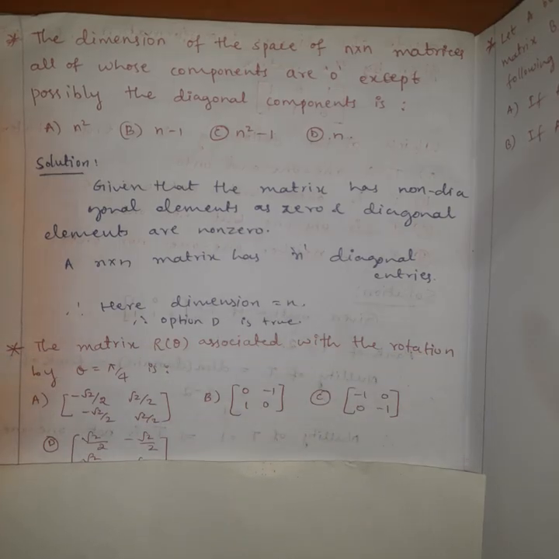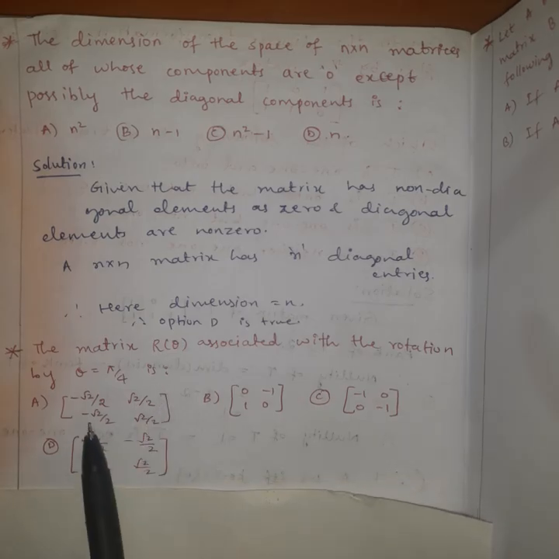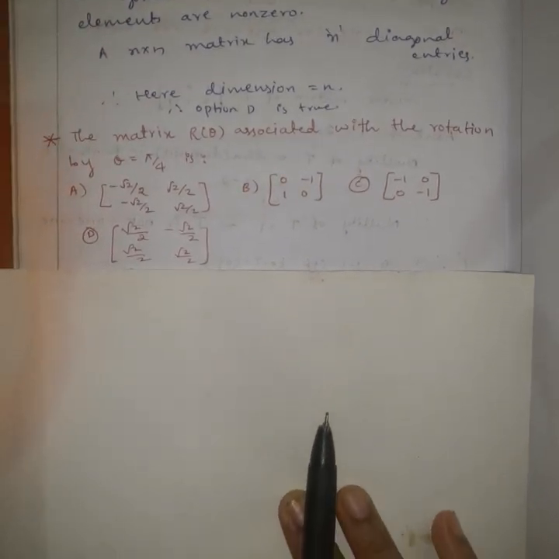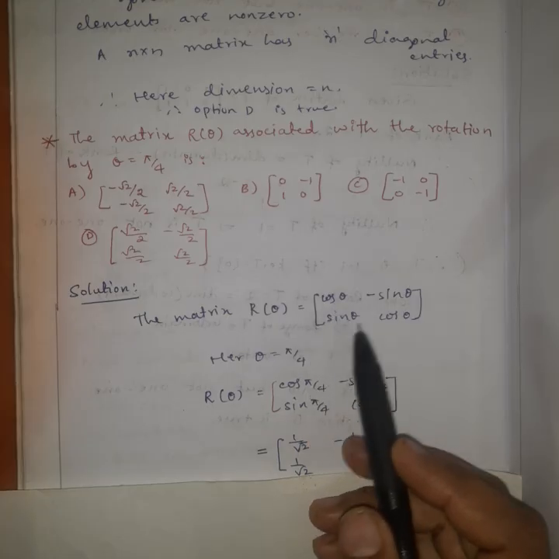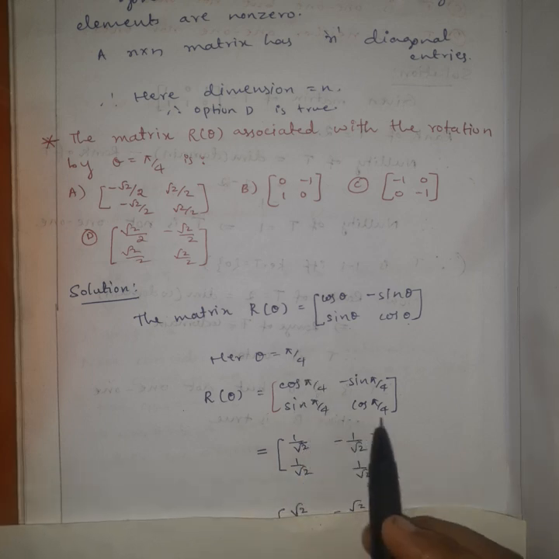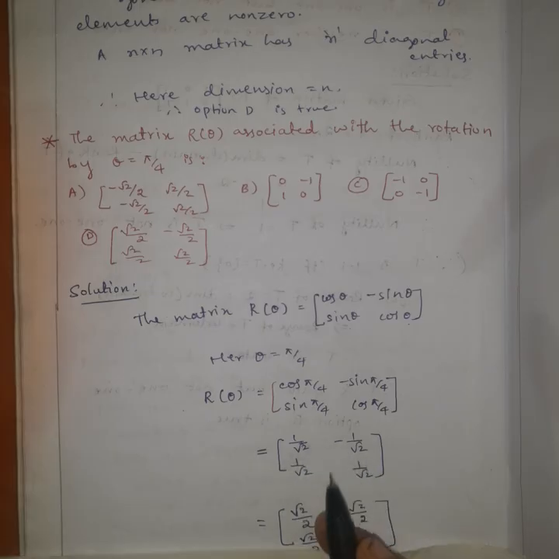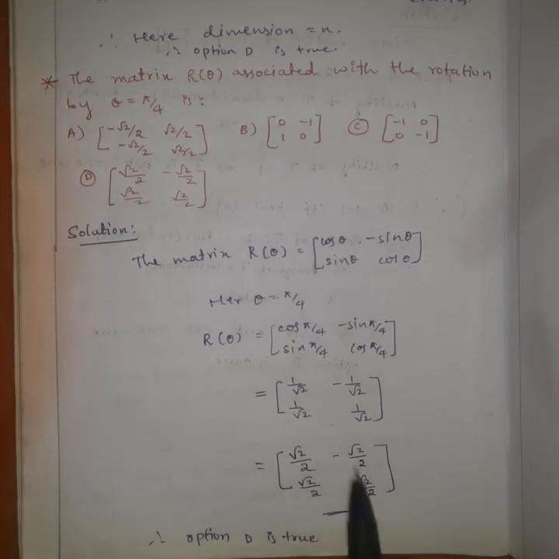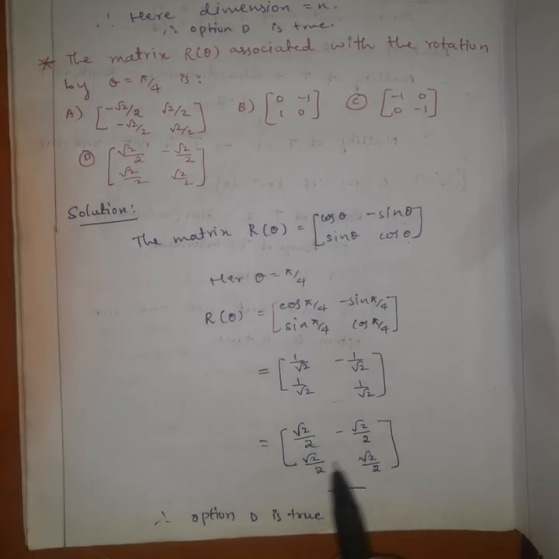Next question. The matrix R of theta associated with the rotation by theta equal to pi by 4 is. Options A, B, C, D are given like this. Now, let us solve the question. The matrix R of theta is given by cos theta, minus sin theta, sin theta, cos theta. Here theta equal to pi by 4. Substituting the value, cos pi by 4 is 1 by root 2, sin pi by 4 is 1 by root 2. Multiplying root 2 to the numerator and denominator, I get root 2 by 2, minus root 2 by 2, root 2 by 2, root 2 by 2. Therefore, option D is true.